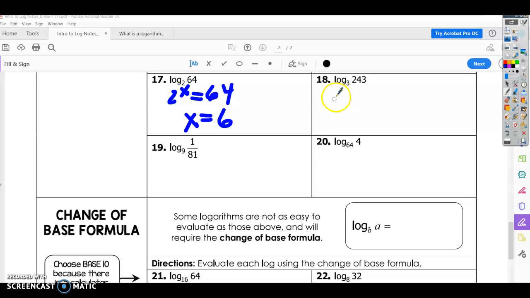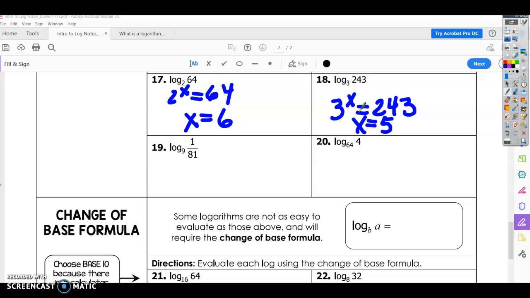And then this one's going to be 3 to some power equals 243. And if I play with that, I'm going to say I know that x equals 5. 3 to the 5th power equals 243. So 3 squared is 9. And then 3 to the 3rd is 27, 3 to the 4th is 81, and so on. So make sure that you are aware of your powers.